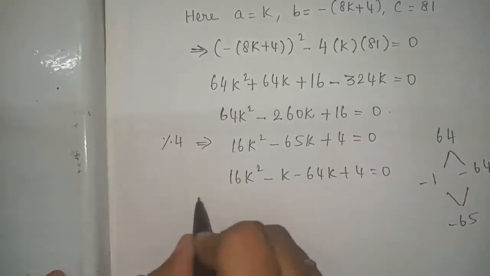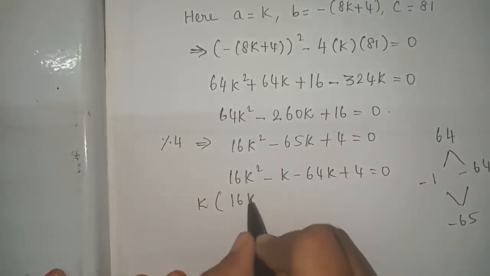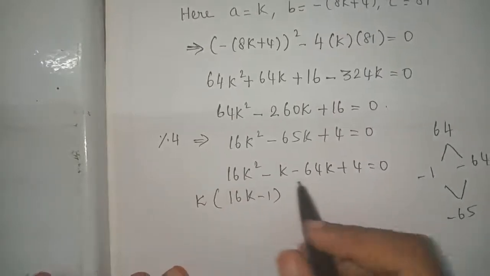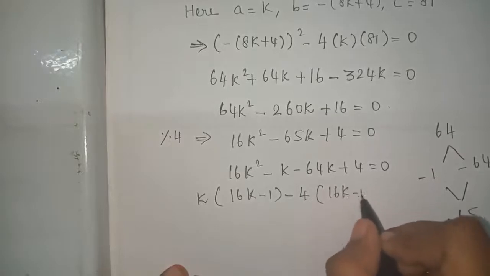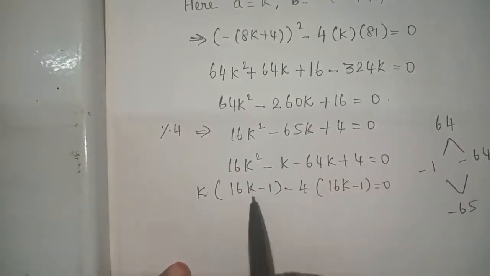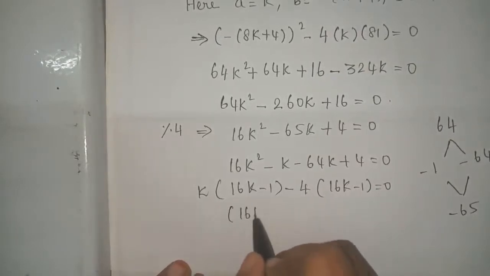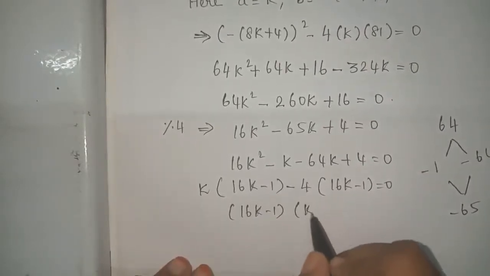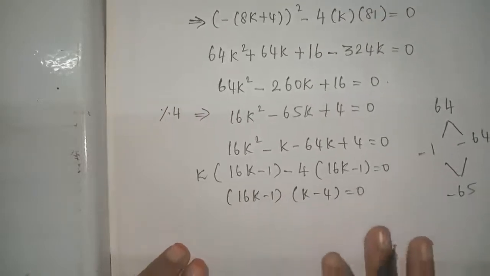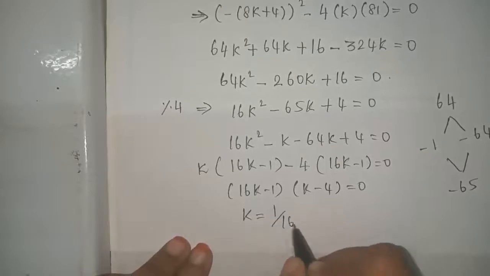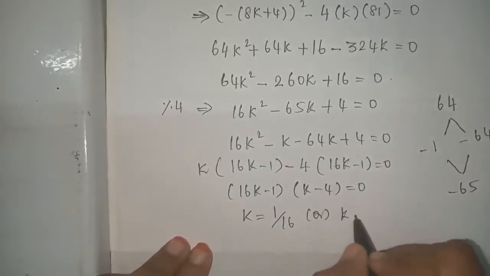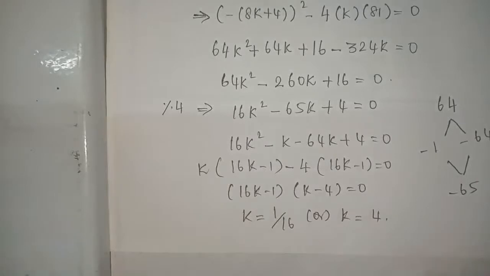If you take k common, the remaining is 16k − 1, and here you have to take minus 4 common, so the remaining is 16k − 1. So those two factors are the same, and you can club the other: (16k − 1)(k − 4) = 0. Therefore, the value of k is equal to 1/16 or k is equal to 4. That's all. Now you find the value of k.